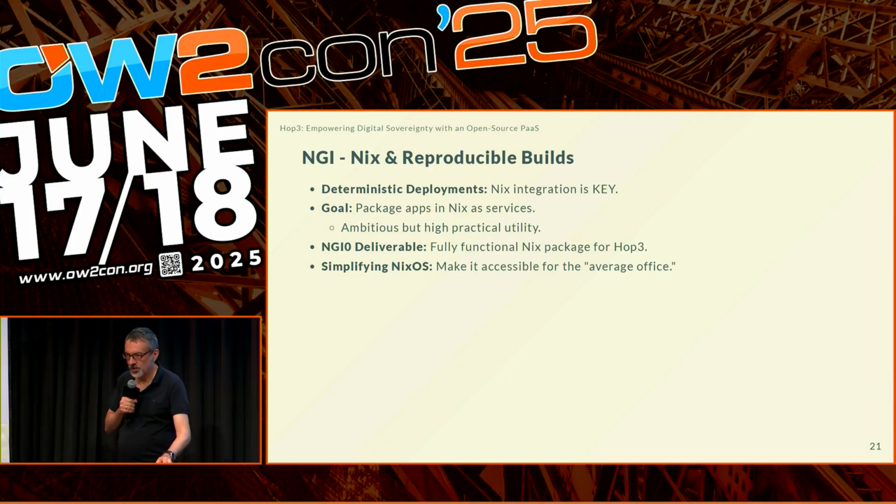With the NGI project, the goal is first to be able to integrate Nix, because they are very fond of Nix, into Hop3. First for building the application. If you are familiar with Nix, you know that the main selling point is reproducible builds, so the ability, with a given configuration, to reproduce exactly the same software, executable or artifacts at any point in time, at least as long as the source code is still around.